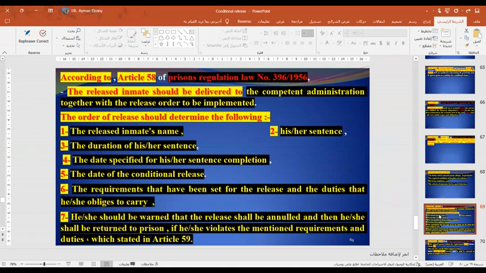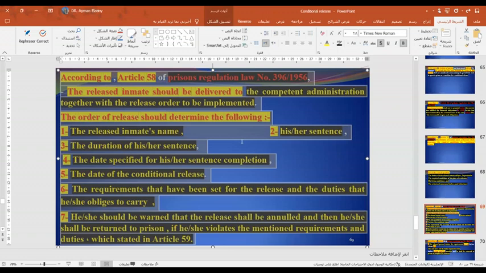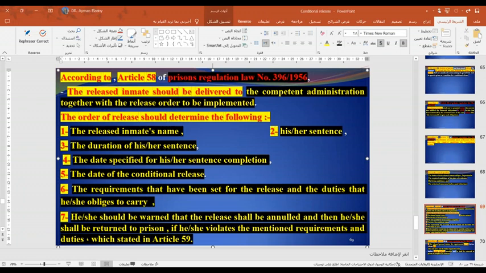According to Article 58, the released inmate should be delivered to the competent administration together with his release order to be implemented. The release order should determine the following: 1. The released inmate's name, his or her sentence, the duration of his sentence, the date specified for his sentence completion, the date of the conditional release, requirements that have been set for the release, and the duties that he or she has to observe.